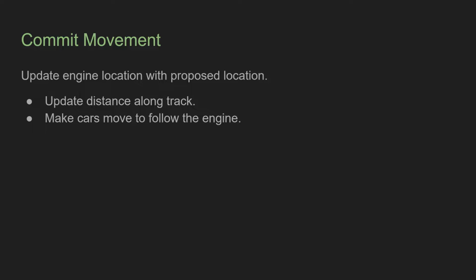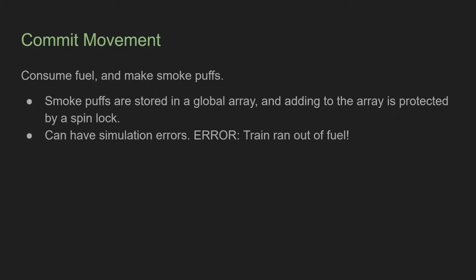This part is only modifying a single train in place, so there's no contention between threads. If the train is moving at this point, then it will also consume some fuel and make puffs of smoke. The smoke puffs don't have any importance to simulation, but they do provide some visual interest. The smoke puffs are stored in a global shared array, and access to the array is protected by a spin lock. Again, this could be a mutex, but it doesn't really matter. If a train runs out of fuel, it can also produce an error, which is again protected by mutex.